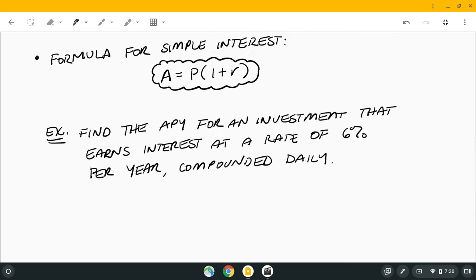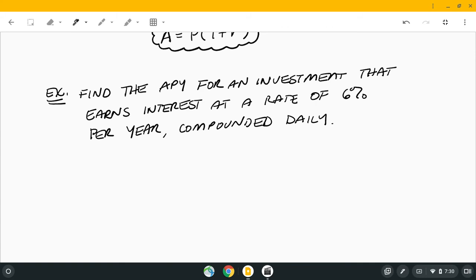The way you do this is you start with the first formula we were doing, the compounded n times per year. So we're going to go ahead and use the first formula. We're going to use this one.